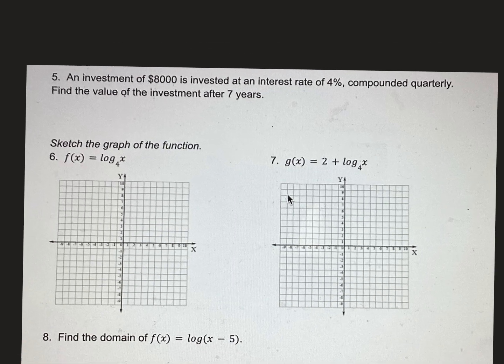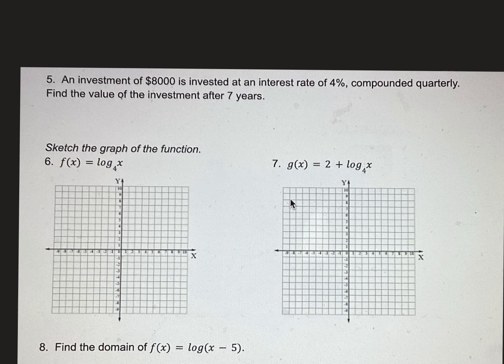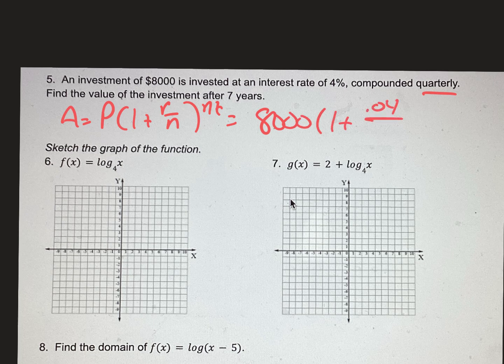All right, number 5. An investment of 8,000 is invested at an interest rate of 4%, compounded quarterly. Because it says quarterly, not continuously, we're not using PERT, we're using this one. A equals P, the compound interest formula, which looks just like that. Quarterly is 4 times a year. So it's going to look like 8,000 times 1 plus 0.04 over n, which is also 4. And my exponent is going to be 4 times 7, which is 28. Let's punch that and see what we get. I'm getting right at $10,570.33. Make sure you're getting about the same thing.